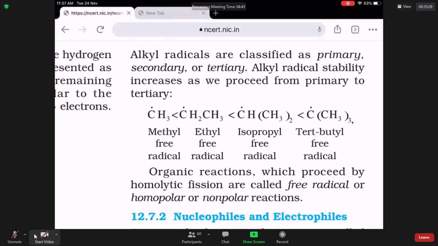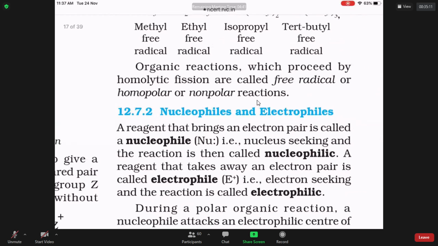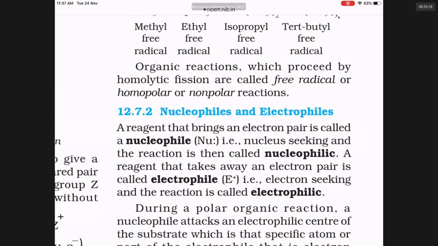Organic reactions which proceed by homolytic fission are called free radical or homopolar or non-polar reactions. Whereas organic reactions which proceed by C plus, C minus are called heterolytic or ionic or polar reactions.